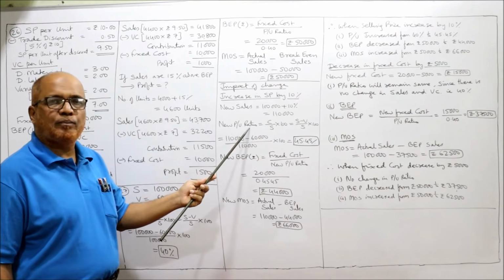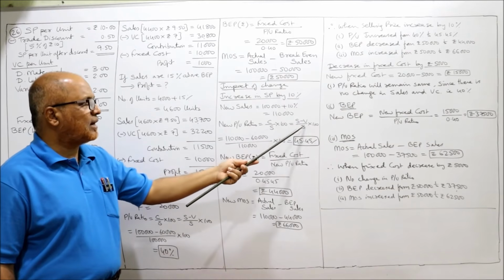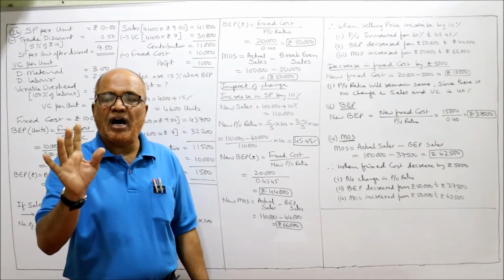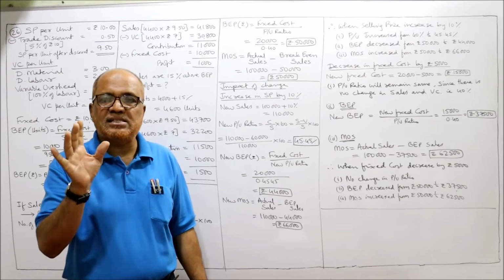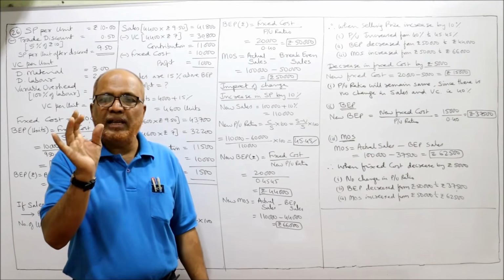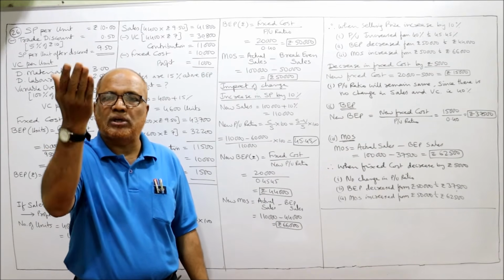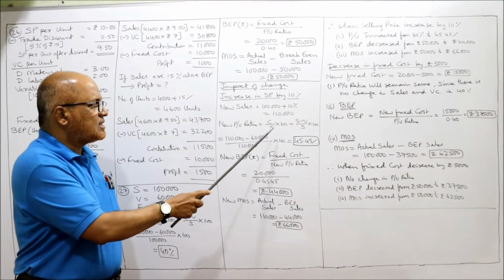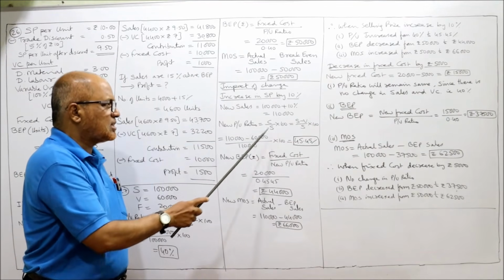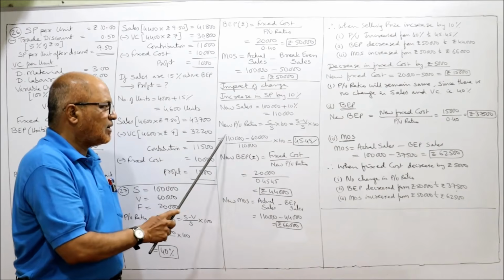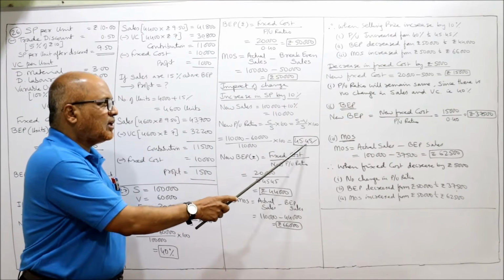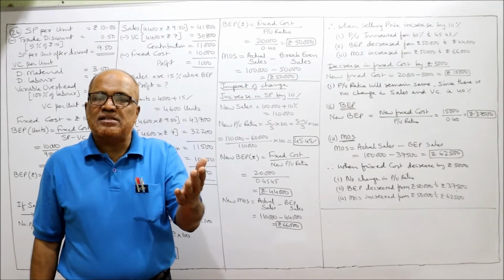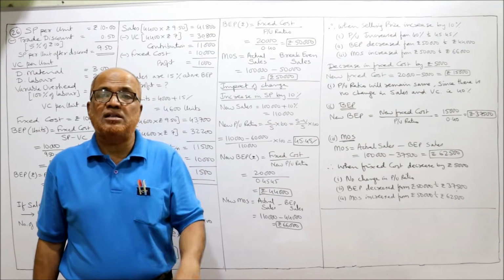So new PV ratio is C by S into 100, S minus V by S into 100. There is no change in variable cost. We are increasing only selling price. When only selling price is increased, the total sales will increase. Variable cost is remaining same. So 1,10,000 new sales minus variable cost 60,000 divided by new sales 1,10,000 into 100. 45.45.